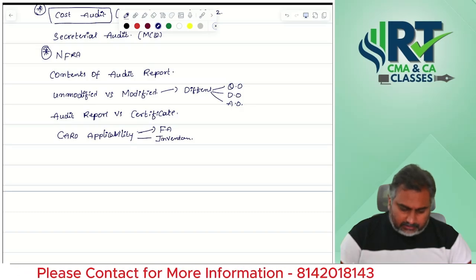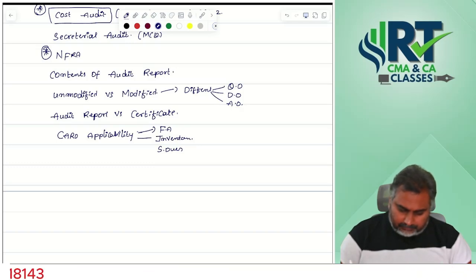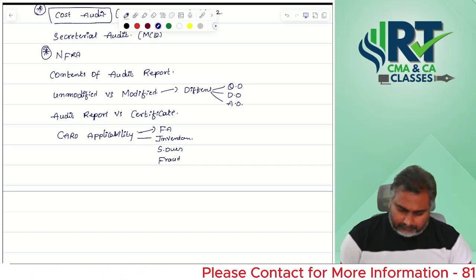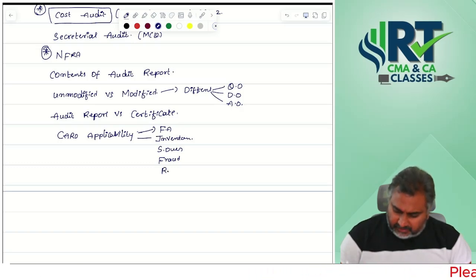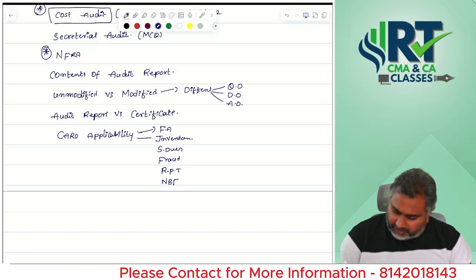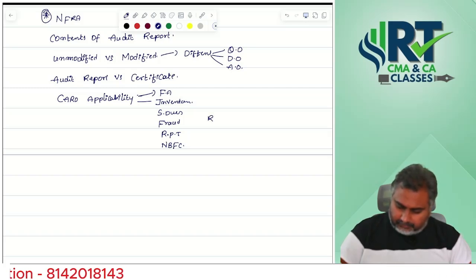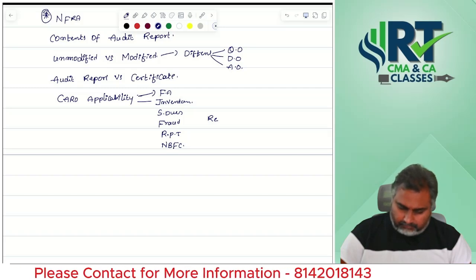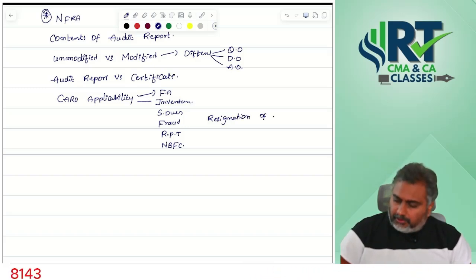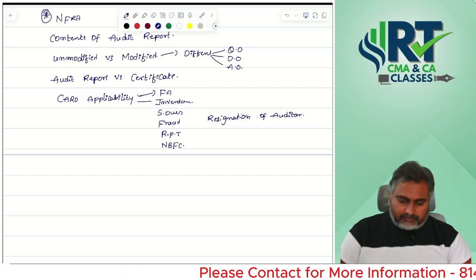They may focus on statutory dues, fraud, related party transactions, NBFCs, resignation of auditor. These are all areas to focus on much.